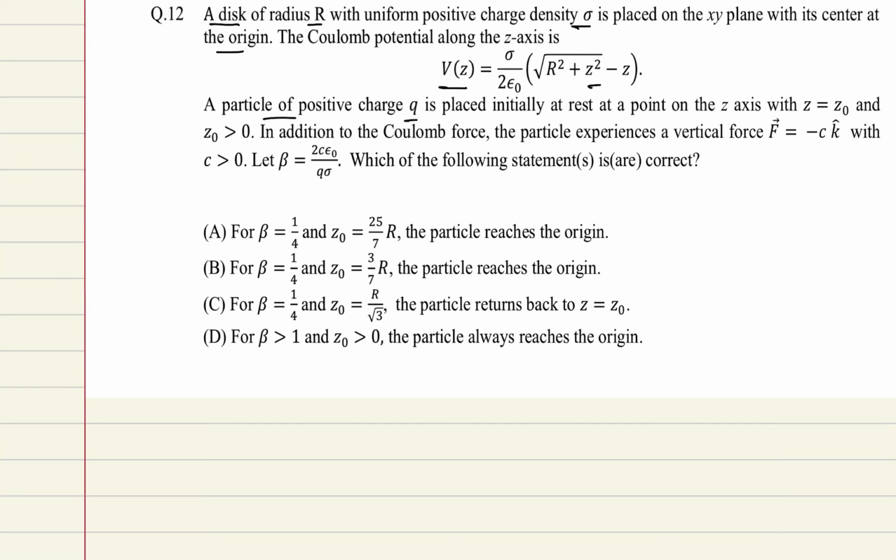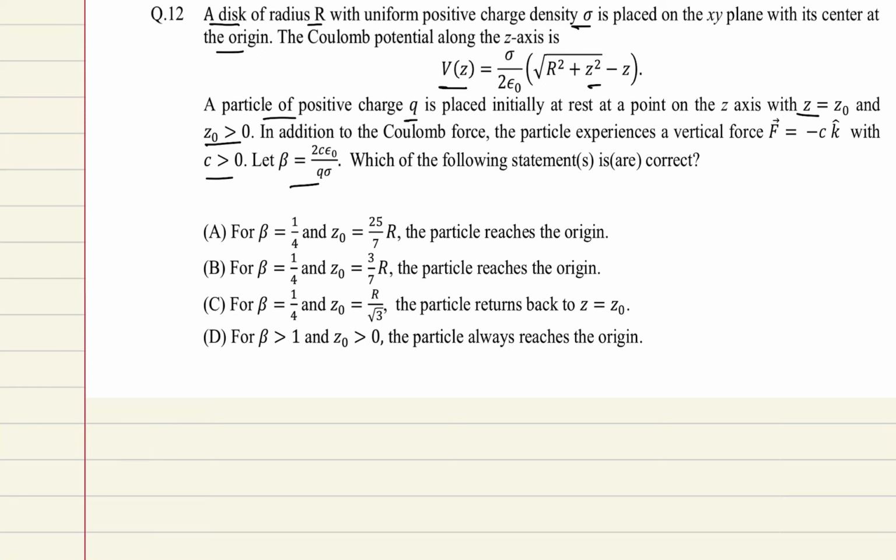A particle of positive charge q is placed initially at rest at a point on the z-axis with z equal to z naught and z naught greater than 0. In addition to the Coulomb force, the particle experiences a vertical force F bar equal to minus c k, with c greater than 0. Let beta be equal to 2c epsilon naught by q sigma. Which of the following statements are correct?